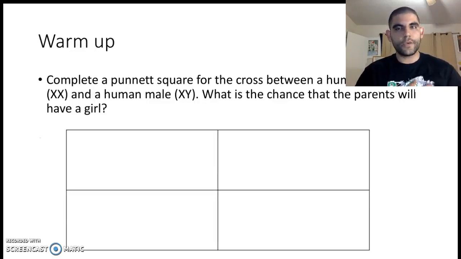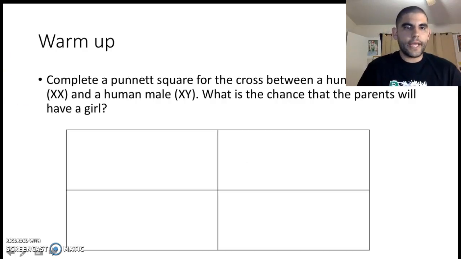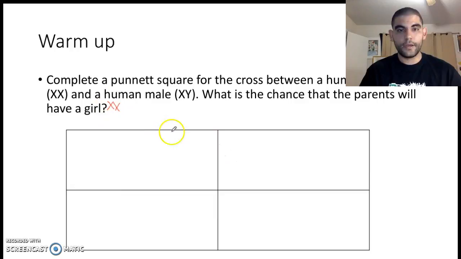So let's go over this quick warm-up here. The warm-up says to complete a Punnett square for a cross between a human female, and remember, human females are X and X, and a human male who is X and Y. What is the chance that the parents will have a girl? Remember, a girl is going to have an X and an X, so that's what we're looking for in a Punnett square. When you do a Punnett square, you do just like a monohybrid, 4 squares, and you put the woman's X's on the top and the male on the side.